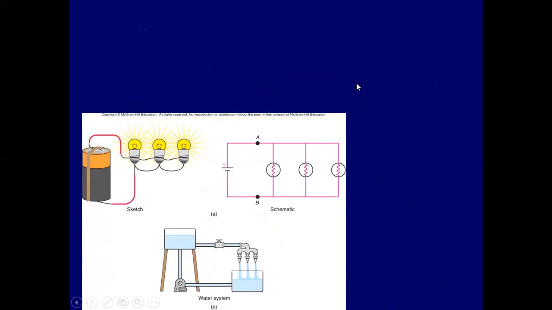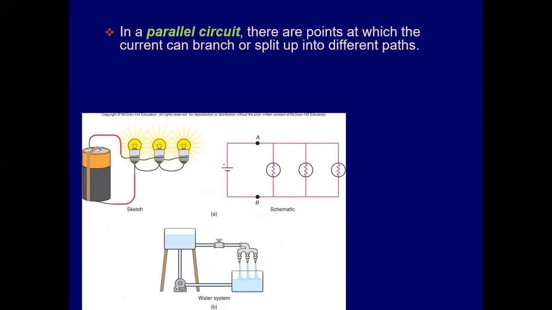Okay, so this is the second type of circuit pattern. That is the parallel circuit. As you see here, there are 3 bulbs connected in parallel to the battery. So basically, you see more than one loop that current can flow through.